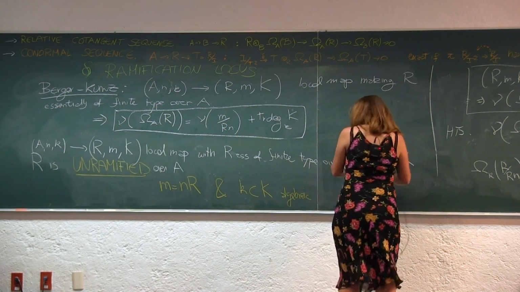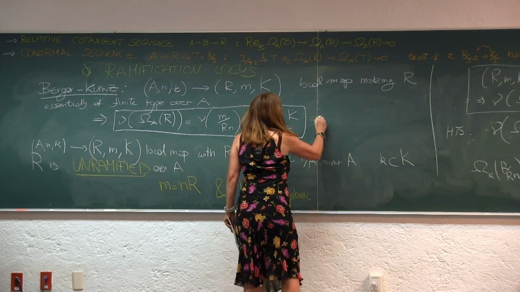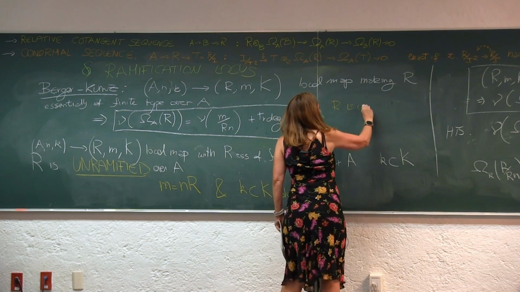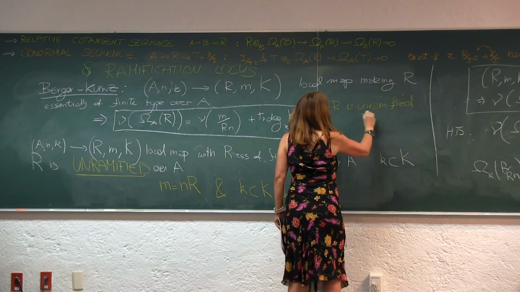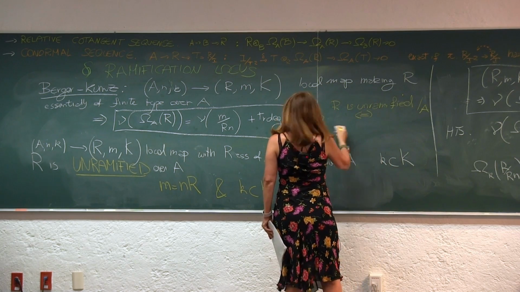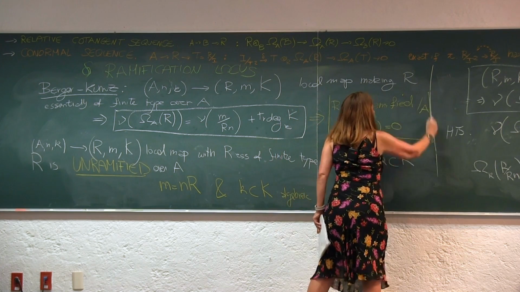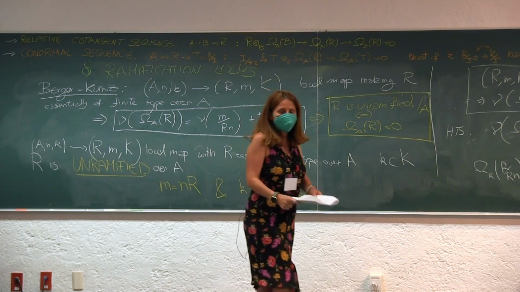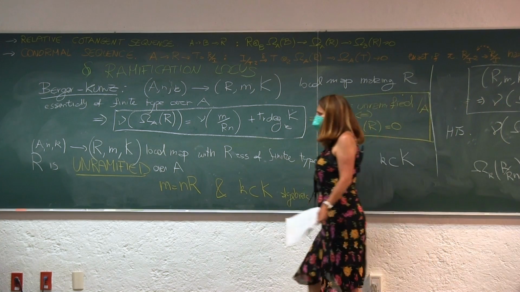So the corollary of this theorem of Berger and Kunz tells me immediately that R is unramified over A if and only if the module of differentials is 0. Okay? That's immediately what you get from Berger and Kunz. Okay, now we want to define the ramification locus or branch locus.